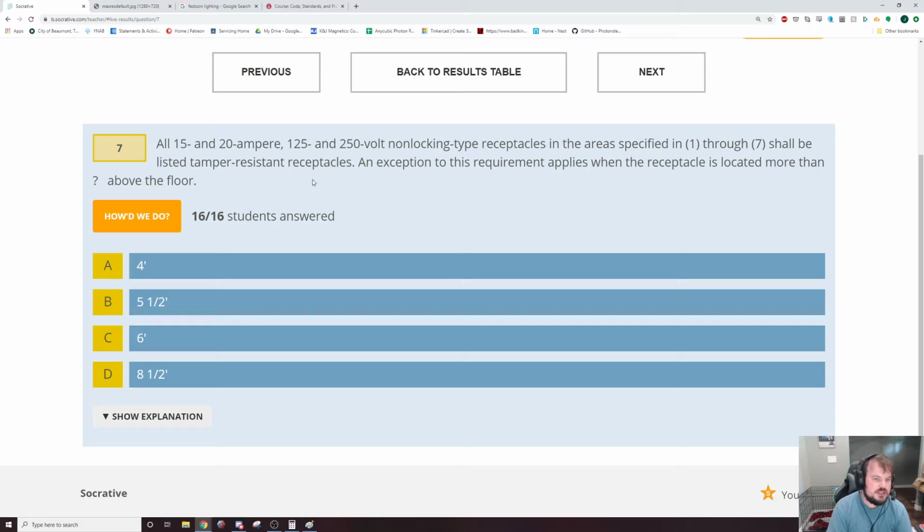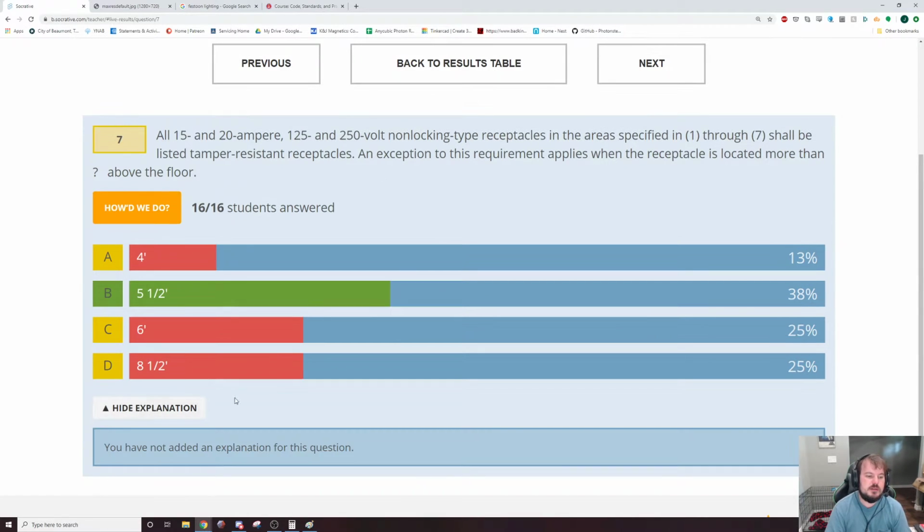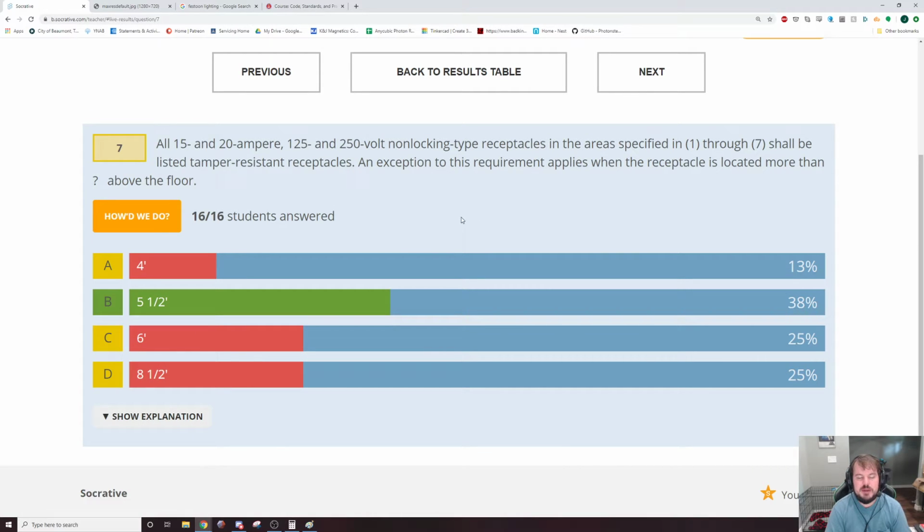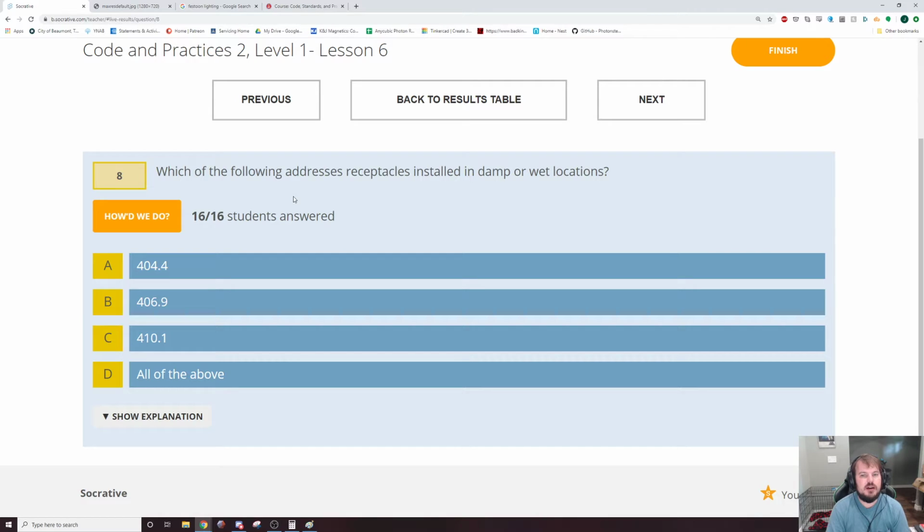Receptacles and tamper resistant is the words I would look up in this one. So yeah, receptacles, tamper resistant is what I would look up. Basically the requirement here is it doesn't have to be tamper resistant if it's over 5.5 feet off the ground. Basically, kids can't stick keys in it if it's that high off the ground. Tamper locations.